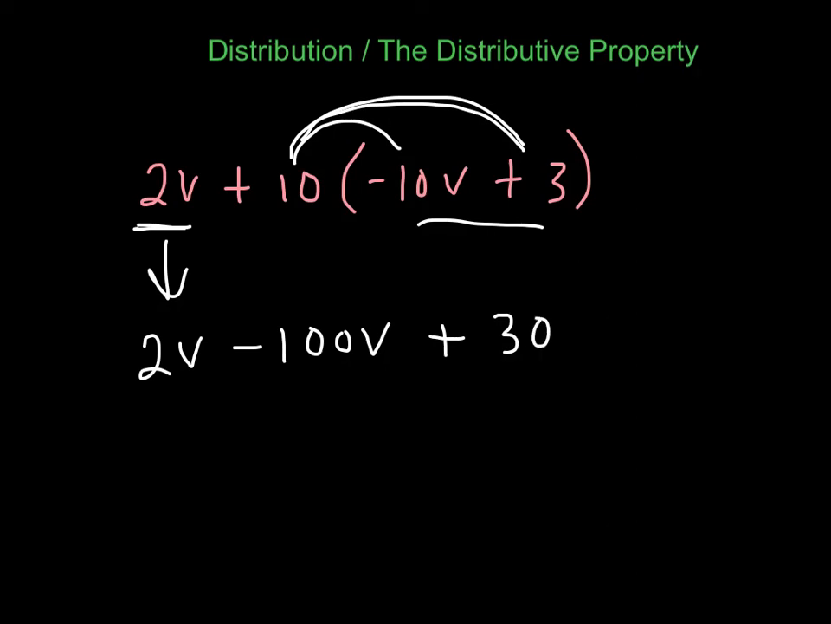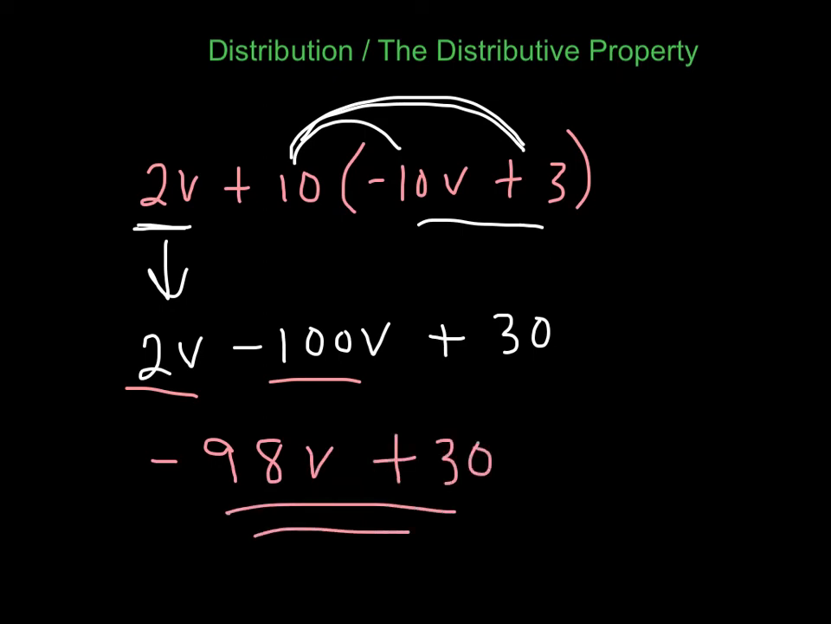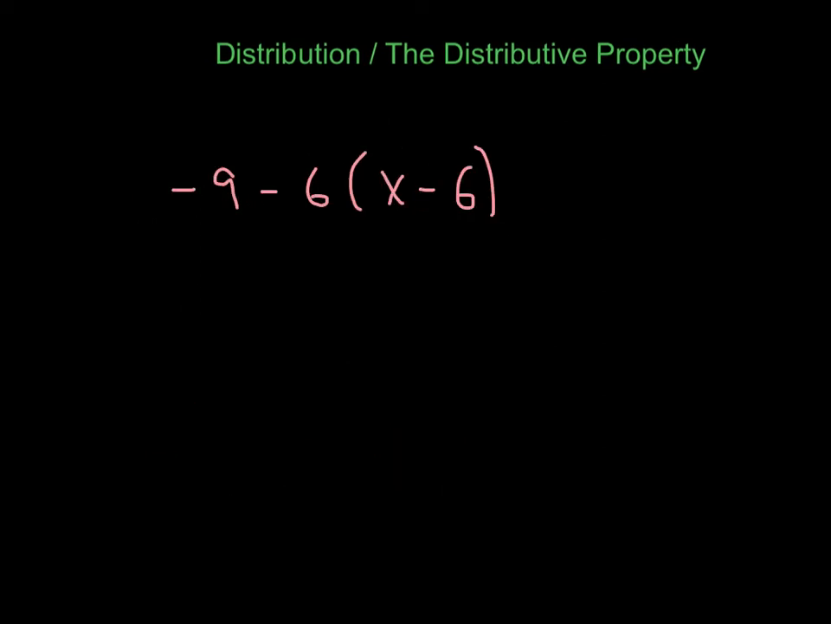Now I have some like terms to combine. My 2v and a negative 100v leaves me with a negative 98v, and the 30 just comes right down. And that's my final answer there. So as you see, this is just a matter of careful distribution and talking it out to yourself. Now, whether you need to do that aloud at home or to yourself silently in the class, it's the best way not to make any mistakes.